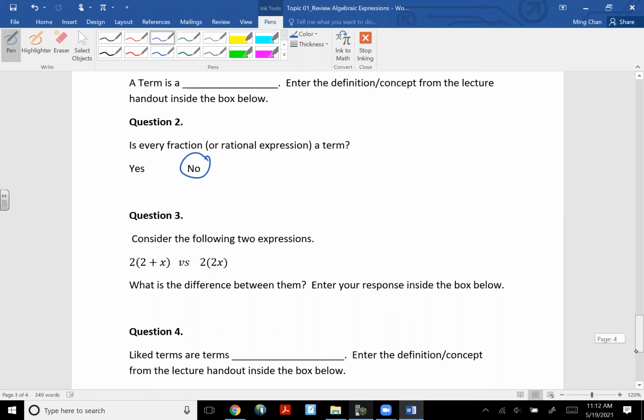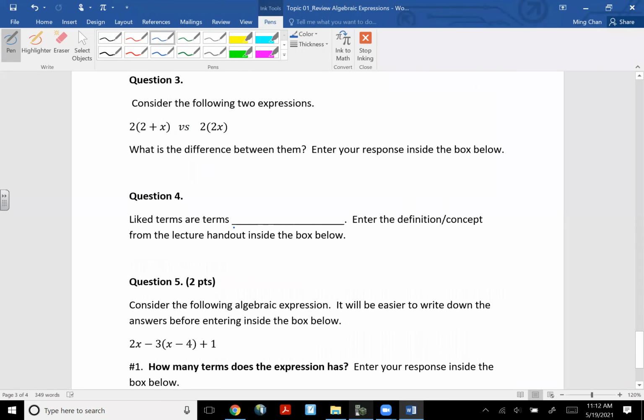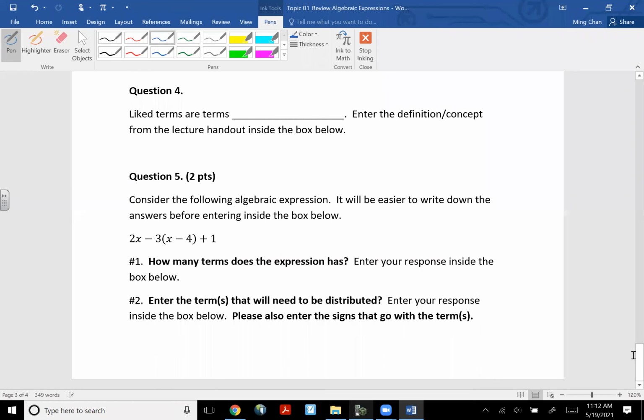All right, question 4. Like terms are terms, so that's from the definition. Like terms are terms with the same variable and the same exponent. All right, so here we go. I'm going to show you this one. If you actually go to the homework, you will see problems like these, and sometimes you will have to enter them using the graphing equation. So make sure when you do the homework, write the answer down before you key it in, okay?